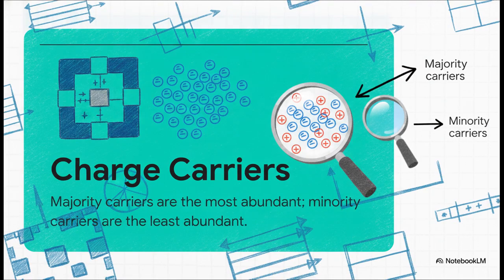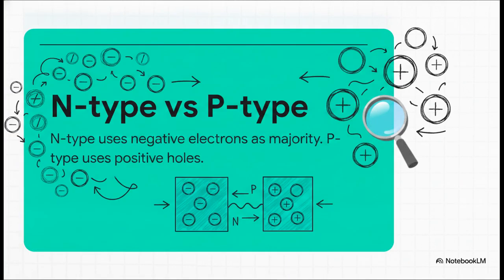So, depending on which specific dopants we use, one of these carriers, either the electrons or the holes, is going to totally dominate the material. The one we have the absolute most of is, naturally, the majority carrier. The one that becomes scarce is the minority carrier. Simple enough, right? To keep it all straight in your head, just remember this super basic naming convention.